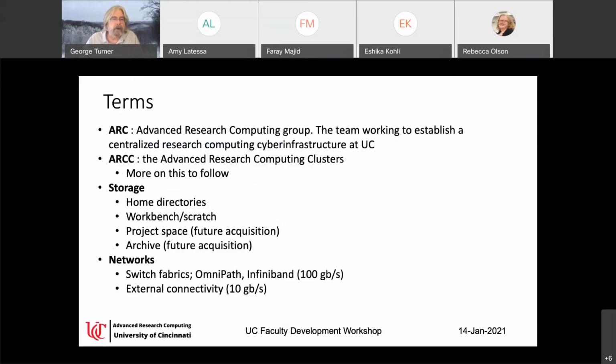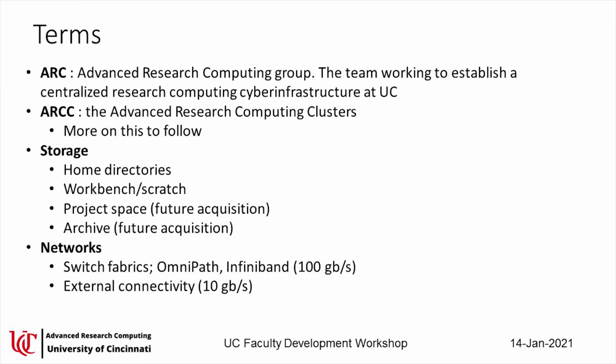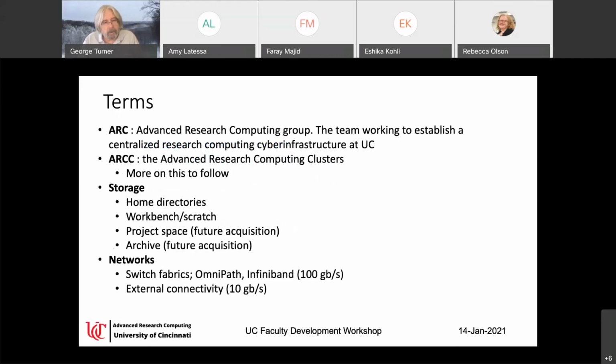Some basic terms: the ARC with one C is the Advanced Research Computing Group. This is the team at UC that's working to establish the centralized research computing cyber infrastructure at the University of Cincinnati. If it's ARC with two C's, that's the clusters. We have the ARC1 and the ARC2, and I'll describe more of that later on.